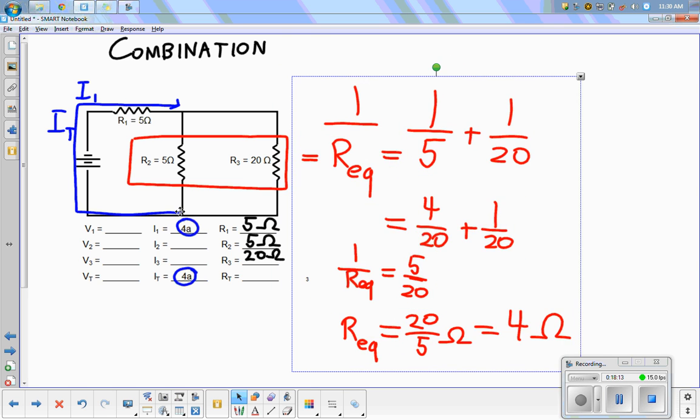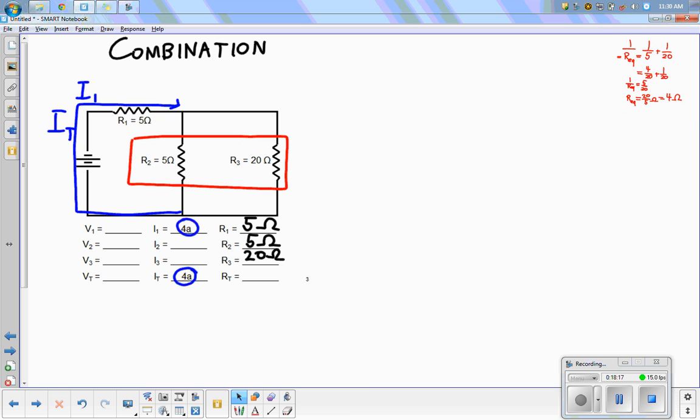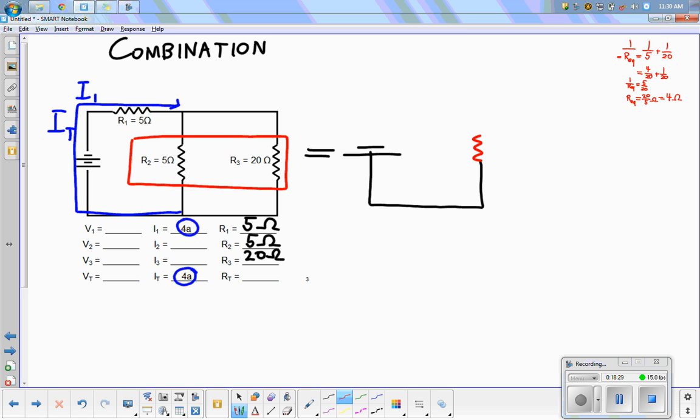And let's redraw this combination circuit. We don't know the voltage yet. I'm going to say this resistor right here, that's the same thing, REQ, as having a single REQ in series with the rest of this circuit. We've got R1 over here, that's our 5 ohms. So now we have simplified this combination circuit into a series circuit.